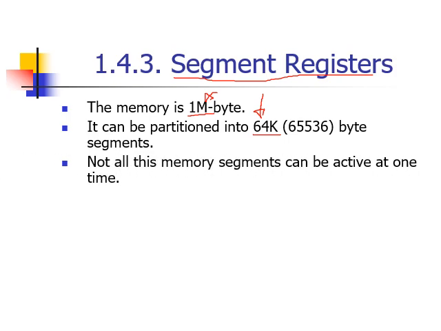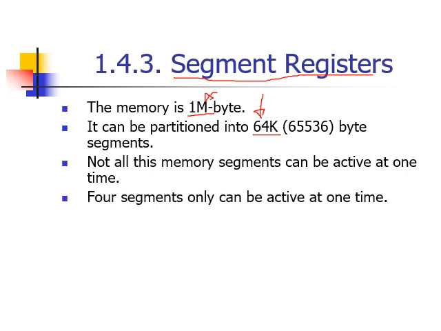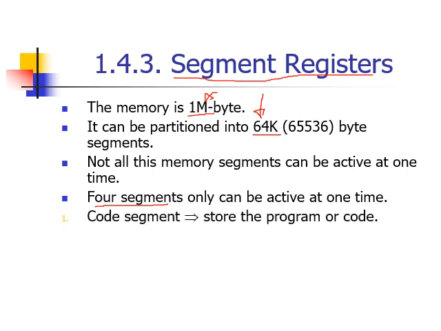But not all these 16 memory segments should be active at a time. Only 4 of them have to be active at a time. So your system can deal with as many as 4 memory segments at a time, no more than 4. And we'll know shortly what these 4 are.